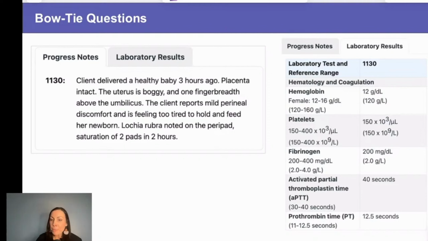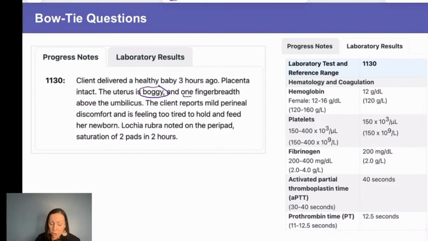Yes or no? Yeah, so I see, great job, that boggy uterus. We're concerned about that because the uterus should be what? It should be nice and firm. Boggy equals bleeding. Just think of that, B&B, boggy equals bleeding. So that's not good. What about the location?